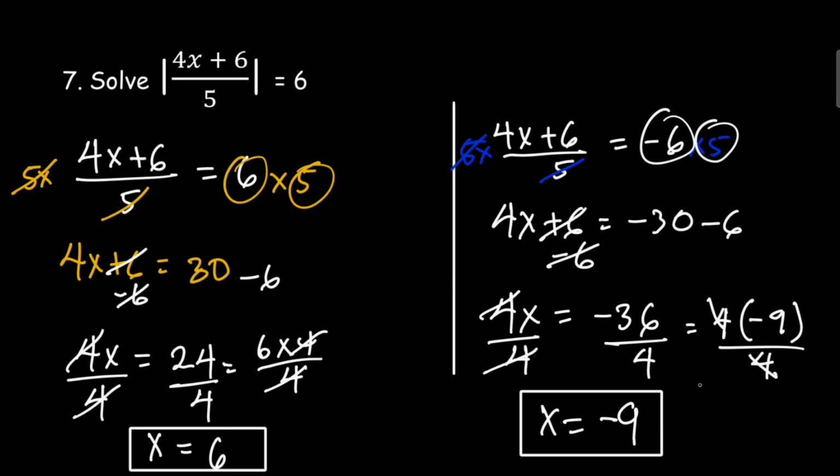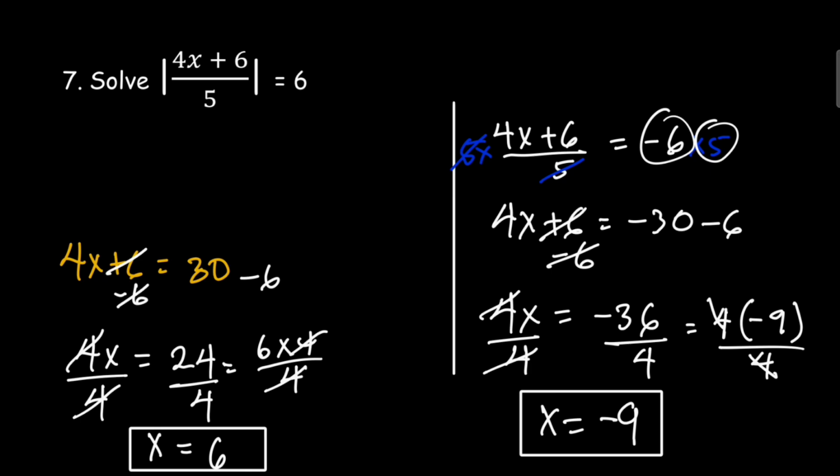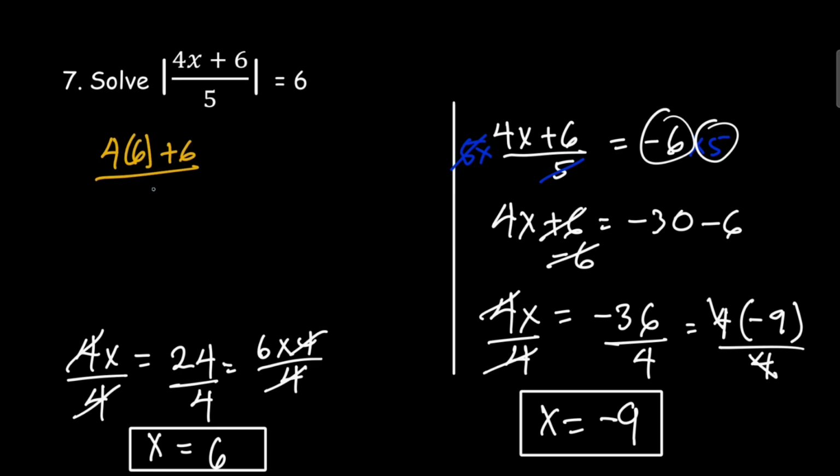We can just go ahead and test if we want, and if we are testing, then we have to be a little bit faster. So here, when x is equal to positive 6, we're going to be getting the absolute value of 4 times positive 6 plus 6 divided by 5, and this must give us this 6 right here.